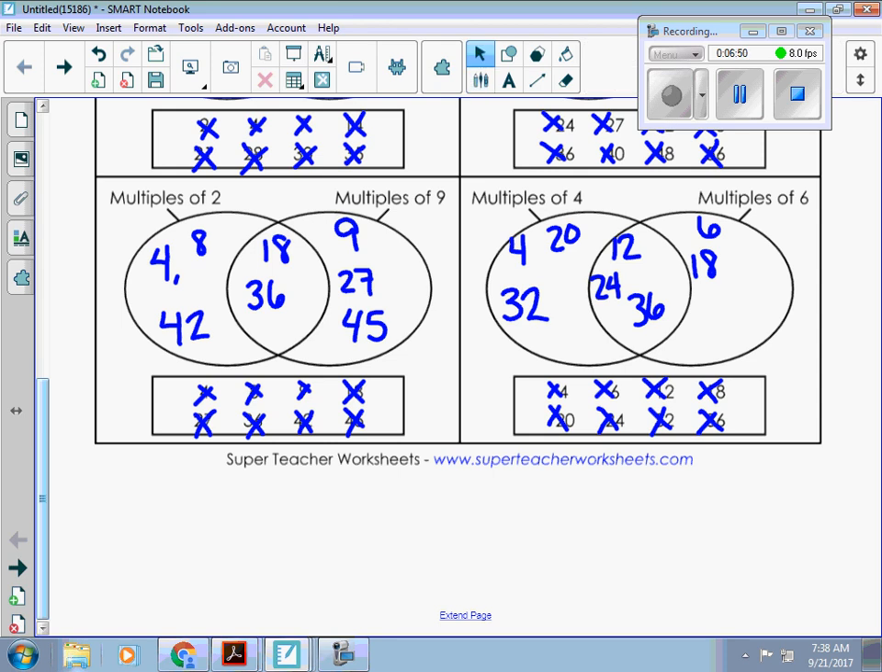So remember, our multiples are big. Use what we're looking at as part of the problem, and the multiple is the answer.